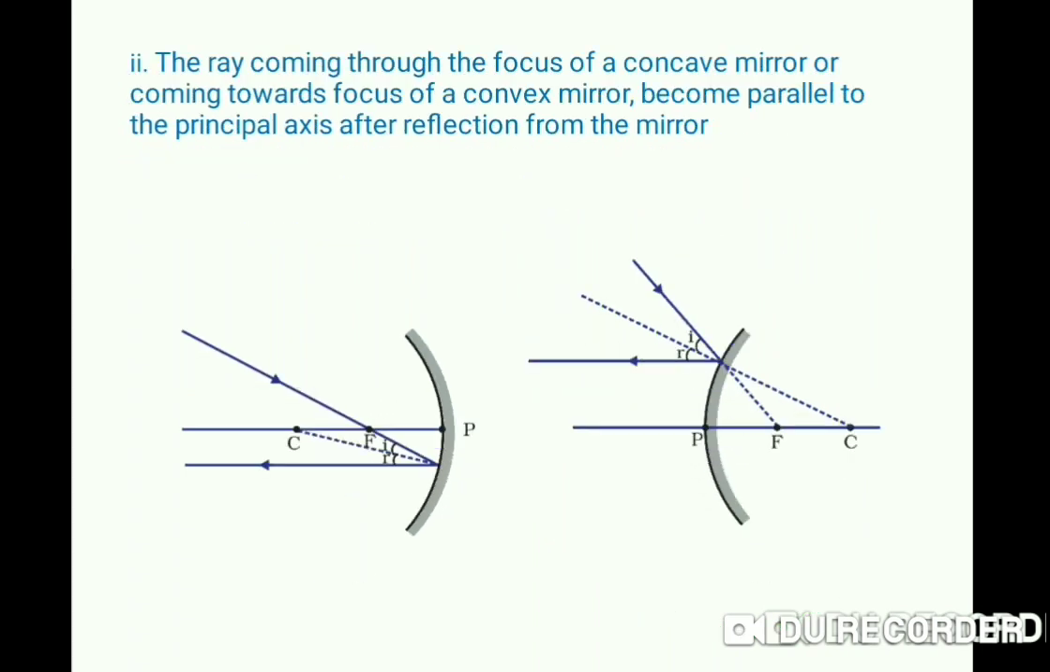Second rule: a ray coming through the focus of a concave mirror, or directed toward the focus of a convex mirror, becomes parallel to the principal axis after reflection. See, a ray incident through the focus striking the surface will be parallel to the principal axis after reflection, and in the same manner a ray directed toward the focus will also be parallel to the principal axis after reflection.